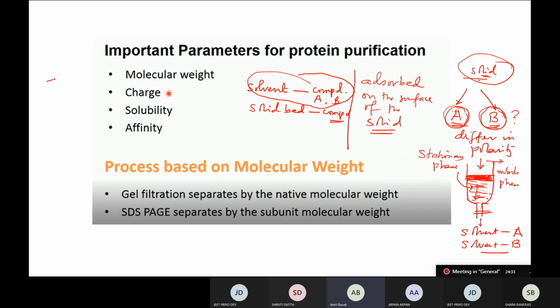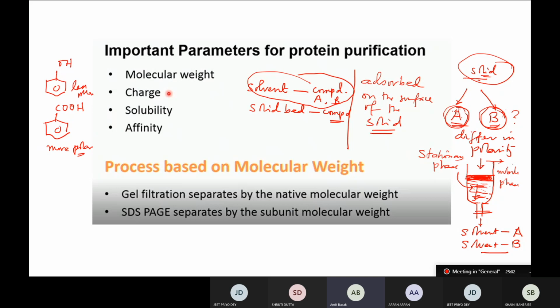Suppose I have two compounds. One is a phenol, and the other is a carboxylic acid. I have a mixture of these two, and I want to separate them. Which one is more polar between these two? This is a carboxylic acid, a weak acid, so definitely this is more polar. And this is less polar.